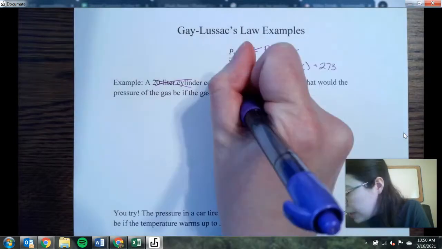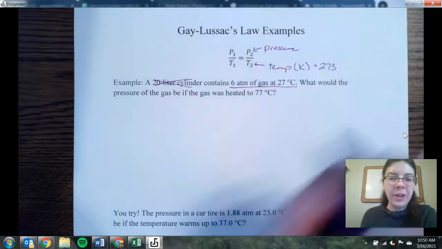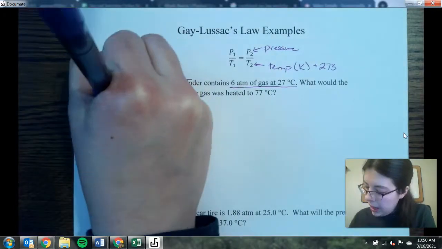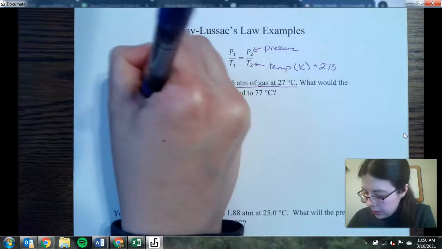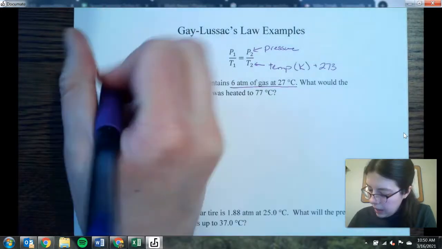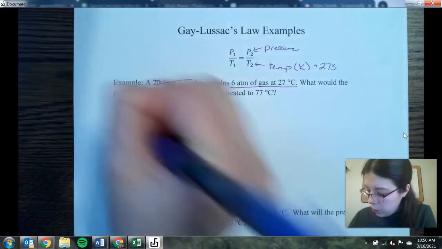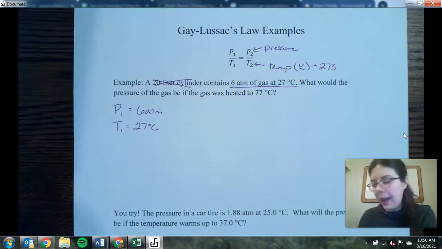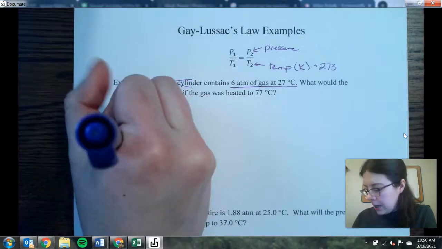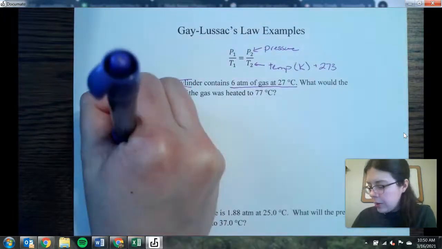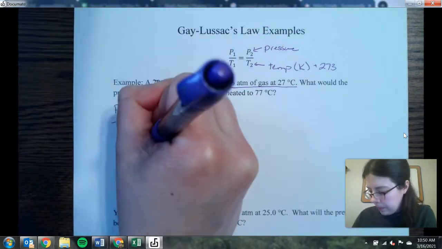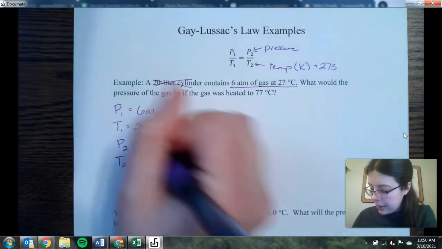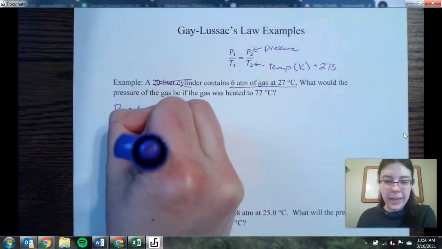So 6 atmospheres of gas at 27 degrees Celsius. That's going to be our initial set of values. So P1 is equal to 6 atmospheres. T1 is equal to 27 degrees Celsius. And then for our final, our twos, P2, that is our unknown. That's what we're solving for. And then our T2, that is going to be our final temperature, which is 77 degrees Celsius.